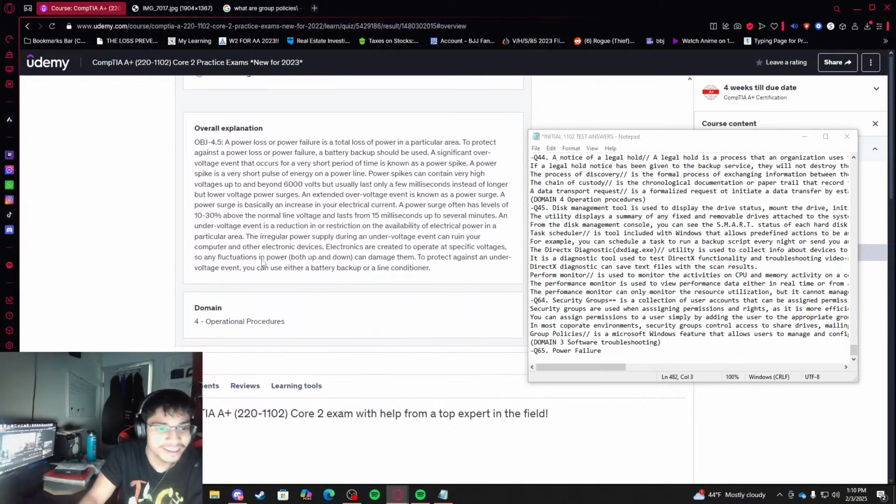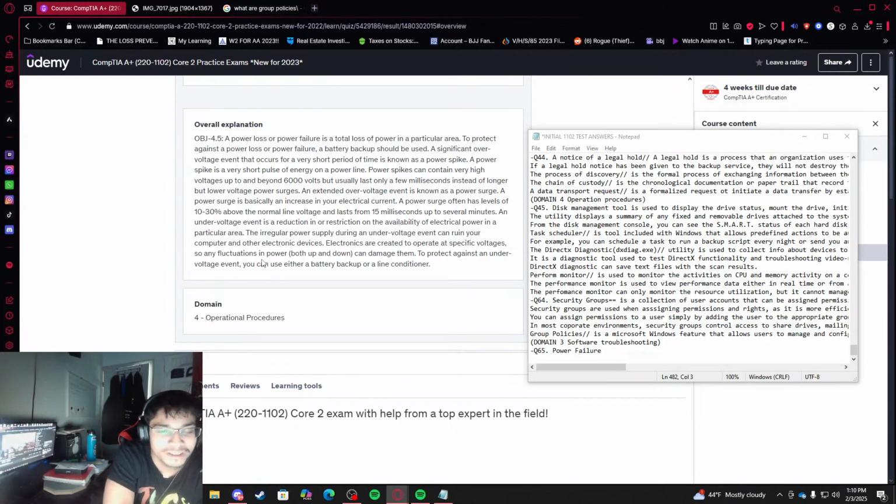Jesus Christ. Okay. A power loss or power failure is a total loss of power in a particular area. To protect against a power loss or power failure, battery backup should be used. A significant overvoltage event that occurs for a very short period of time is known as a power spike. A power spike is a very short pulse of energy on a power line. Power spikes can contain high voltages, up to beyond 6,000 volts, but usually only last a few milliseconds, instead of longer but lower-voltage power surges. An extended overvoltage event is known as a power surge.